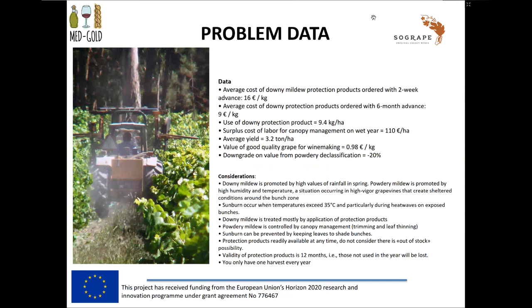the cost of labor for managing the canopy. The canopy is the vegetative size of the grapevines. So for cutting leaves, cutting shoots. Also data on the average yield on the region. And you can well understand that this is a region that yields very low amounts. This is the average. And that's because the soils here are quite poor and rainfall is quite scarce. And also the value of the kilo of grape and the downgrade on that value if the grape is attained by powdery mildew. Then you have a set of considerations in there.